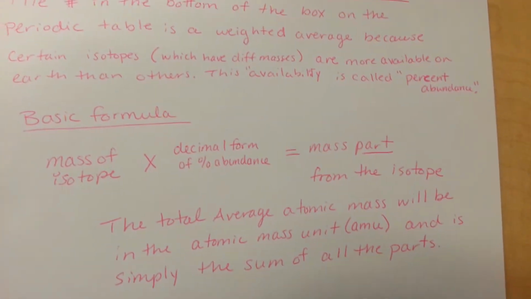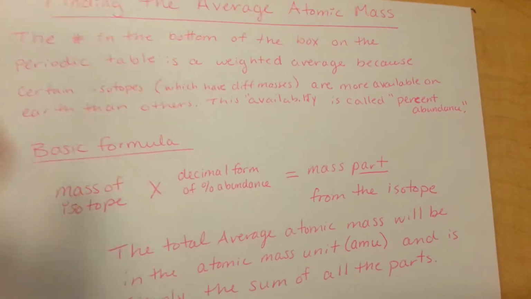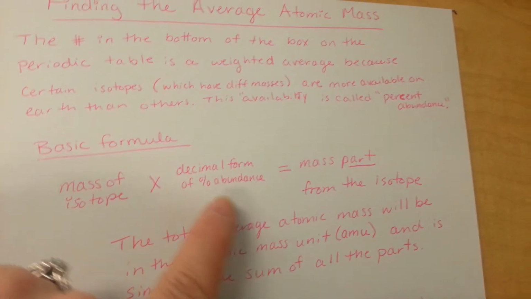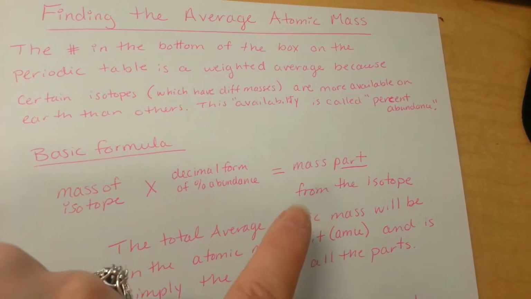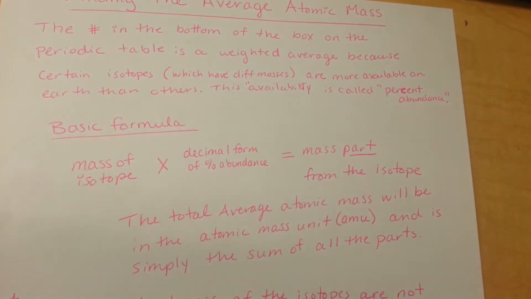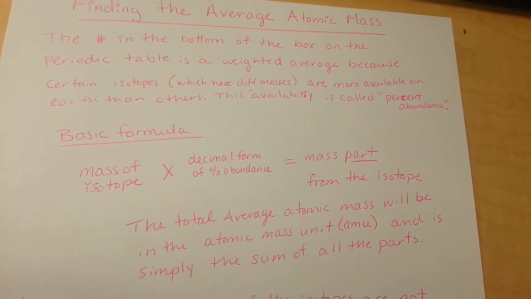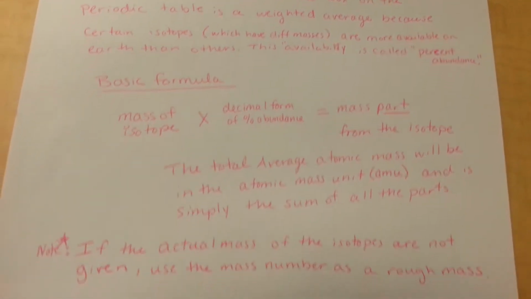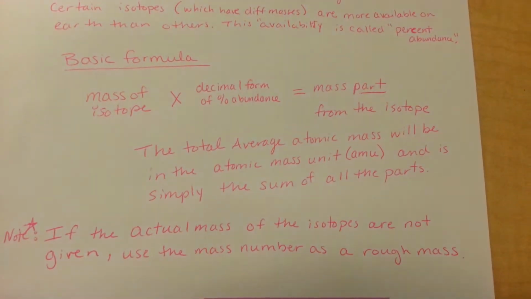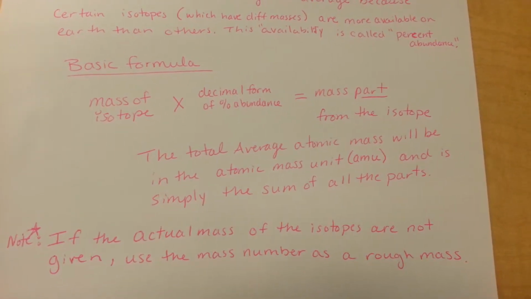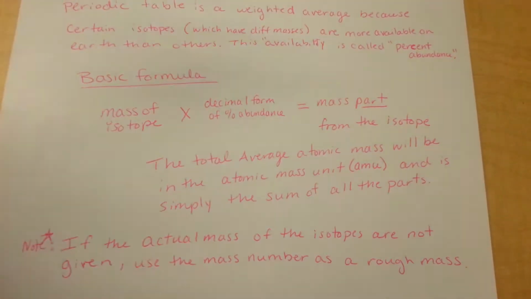Now, the basic formula is you take the mass of the isotope times the decimal form of the percent abundance, and that'll give you the mass part from the isotope. The total average atomic mass will be in the atomic mass unit, AMU, and is simply the sum of all the parts. Do note that if the actual masses of the isotopes are not given, use the mass number as a rough mass, like the following example.